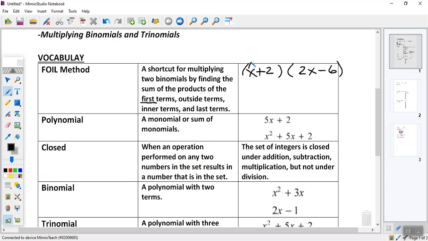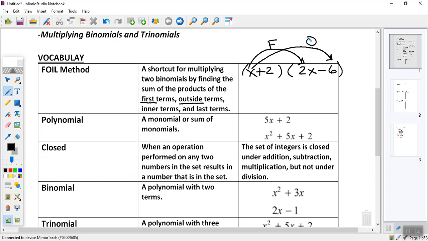Okay, so I'm just going to draw something like this. This is the first part that you're going to do. Then, what do you think the O stands for? You're going to do the outside. You're going to take this x times the outside, which means on the far left and the far right. So that would be your outside that you're going to multiply together.